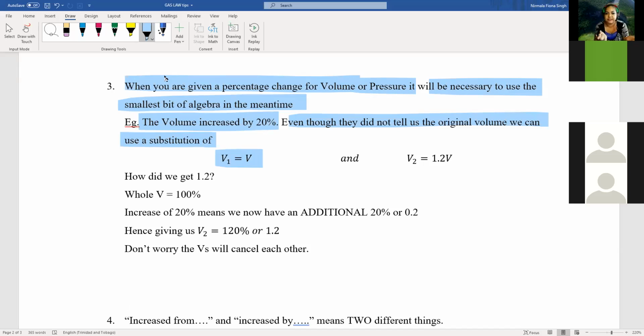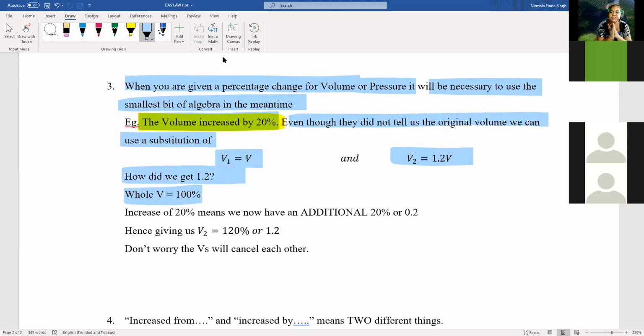We're just making a substitution. This is what algebra is. Algebra is using a letter in place of an unknown number. We don't know the volume value, but we're still working with it. So if my initial volume is V and it increased by 20%, that's going to mean that our V2 is 1.2 times V. How did we get 1.2? Let's check it and see.